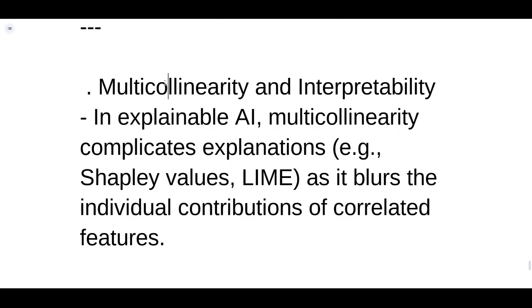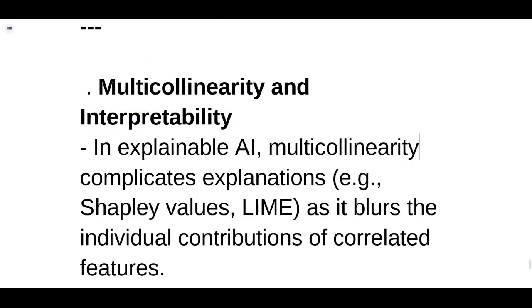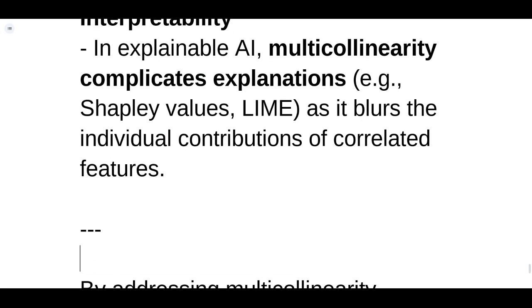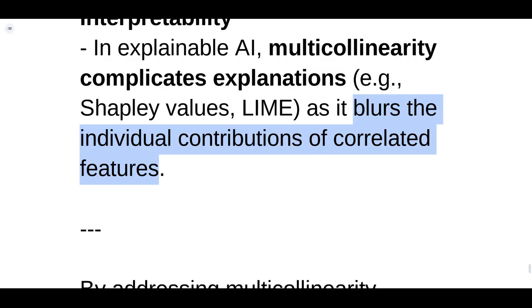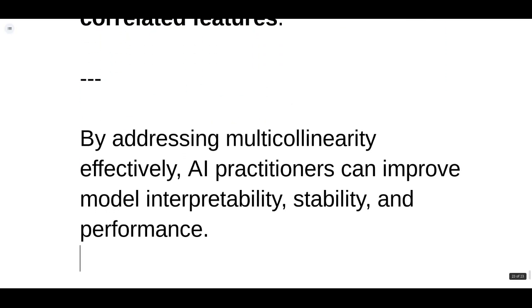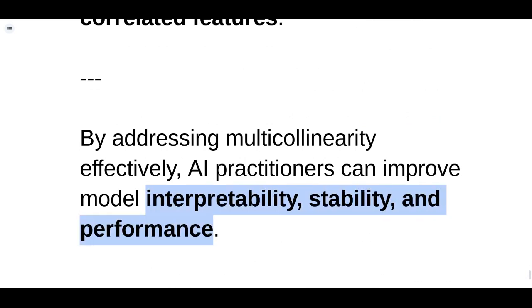Now, multicollinearity and interpretability. In explainable AI, multicollinearity complicates explanations as it blurs the individual contributions of the correlated features. By addressing multicollinearity effectively, AI practitioners can improve model interpretability, stability, and performance.